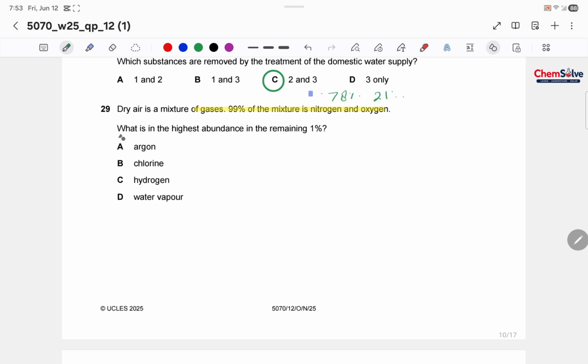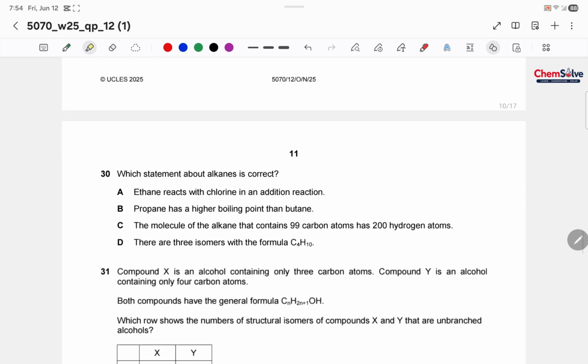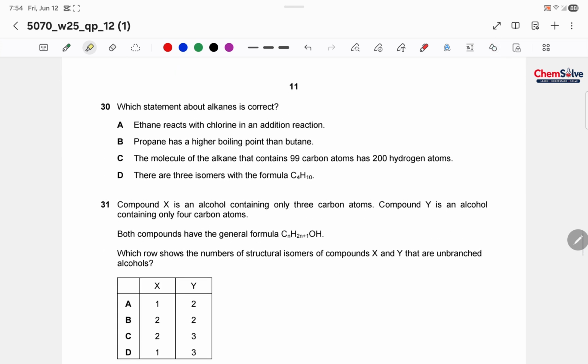It's argon. There's a table in your textbook in the chapter Environmental Chemistry where the composition of the air is being given. You may consult with that table and you can learn it for such questions. Next question. The statement about alkanes is correct. Okay, so we are talking about alkanes.